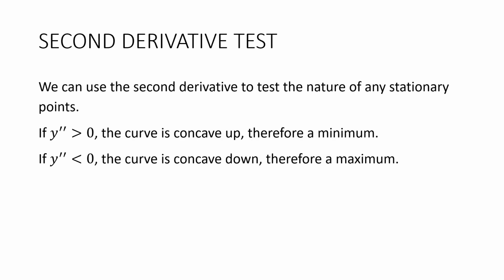So the good news is we can use the second derivative to test the nature of any stationary points, and it's much easier than using the first derivative test. If the second derivative is greater than 0, the curve is concave up, therefore it's a minimum. If the second derivative is less than 0, the curve is concave down, therefore it is a maximum.